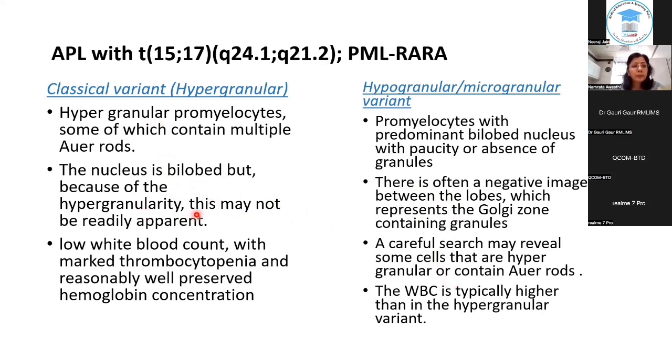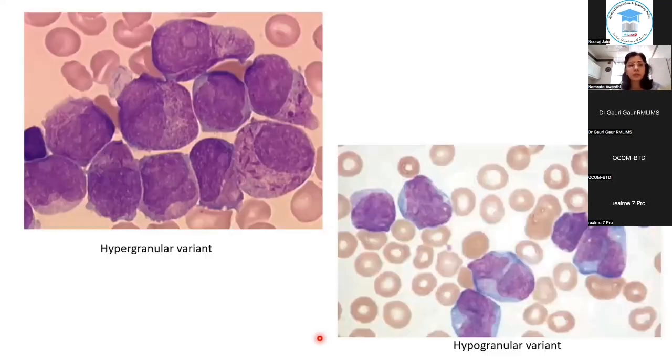The WBC count is typically normal in APL in the classical variant, but it's typically higher in the hypogranular variant. This is how a hypergranular variant looks like. These are multiple Auer rods in a faggot cell, and this is a hypogranular variant wherein you can hardly see any granules.